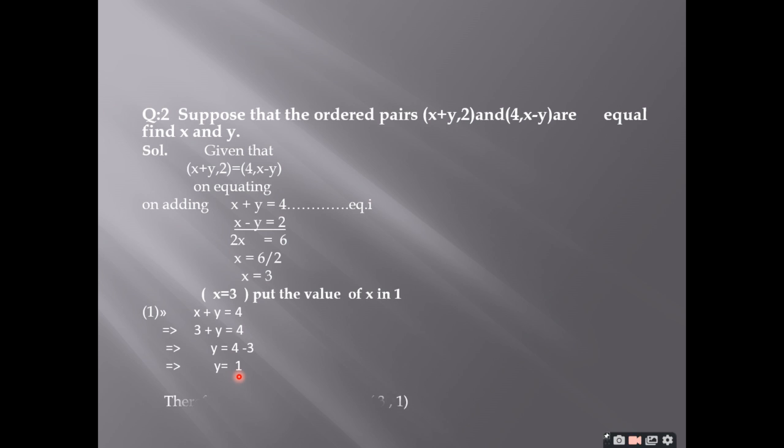Therefore, the ordered pair (x, y) is equal to (3, 1).